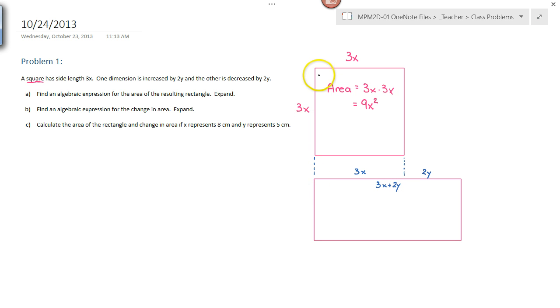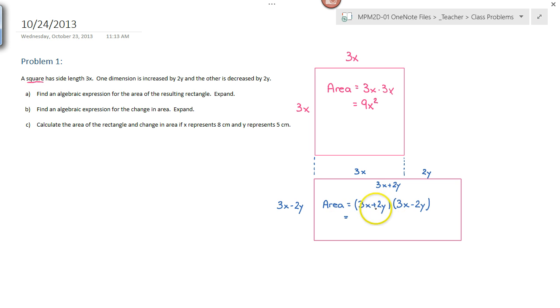And again, we know the width is initially 3x and we decrease it by 2y, that means the new width will be 3x minus 2y. So therefore the area of this new rectangle is going to be 3x plus 2y times 3x minus 2y.